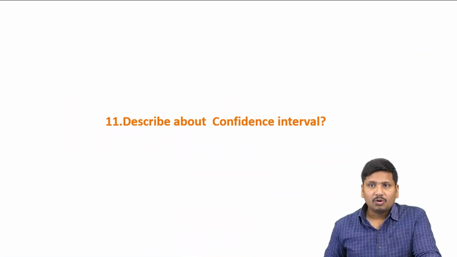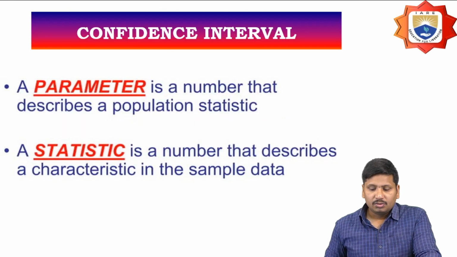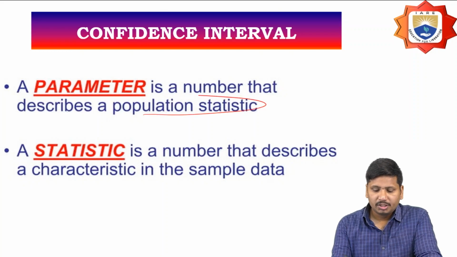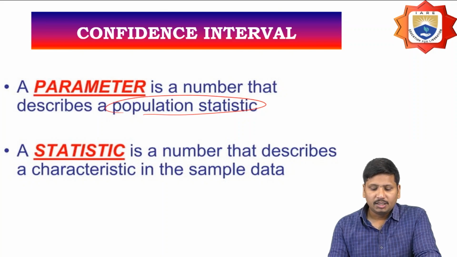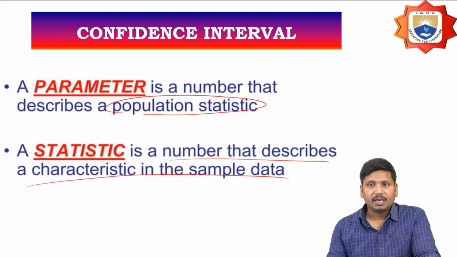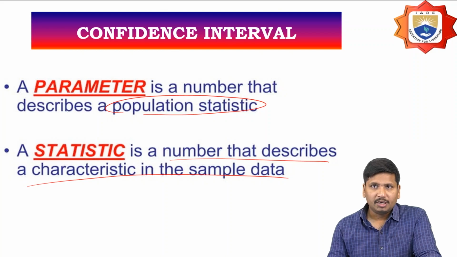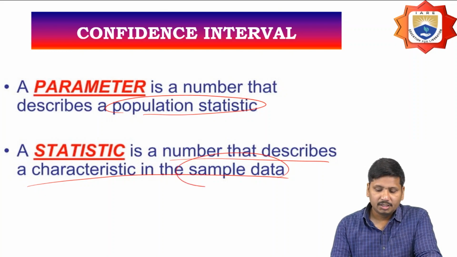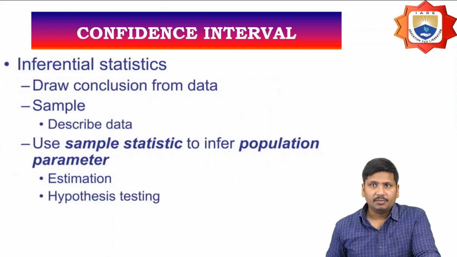So describe the confidence interval. The confidence interval is nothing but a parameter number that is going to describe the population. Statistic is the number that is going to describe the characteristic in the sampling data. So normally this should be a parameter number which is going to describe the population, and statistic is also a number which is going to describe the characteristics of the sample.